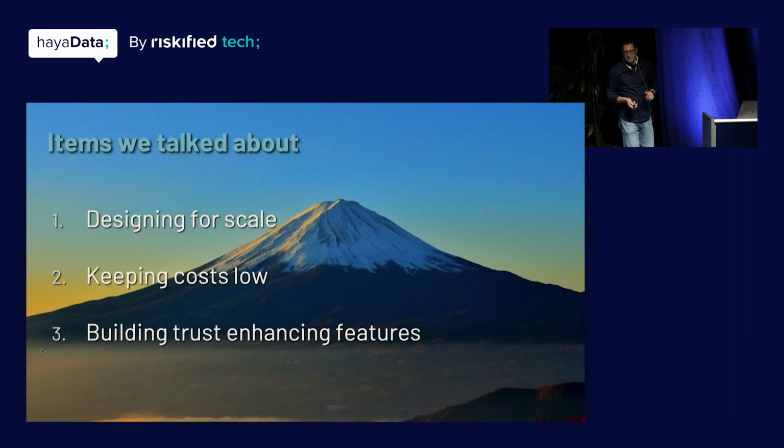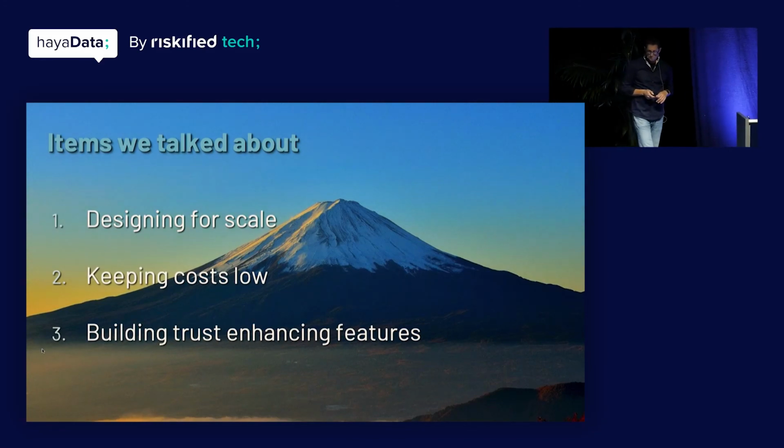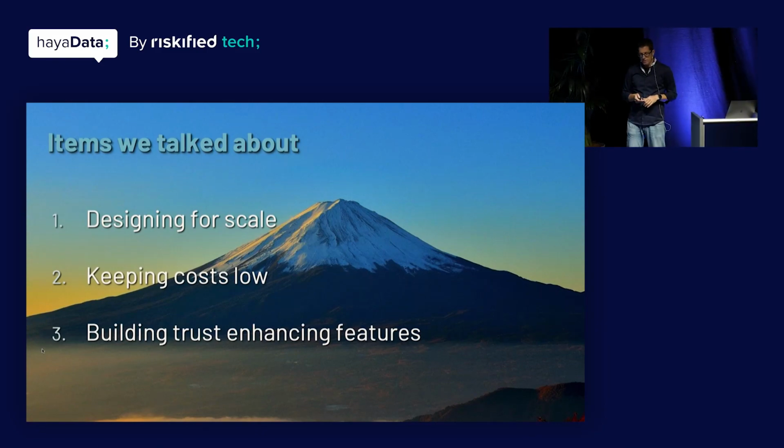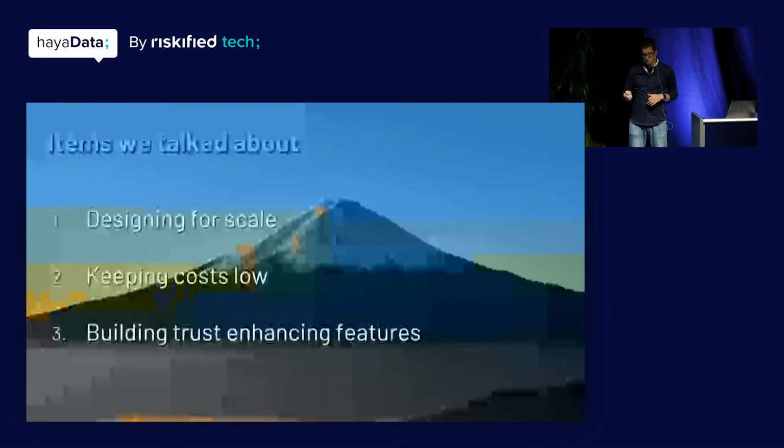All right, let's see what we talked about. We talked about designing for scale. We talked about keeping costs low. And we talked about building trust-enhancing features into your anomaly detection system and practically into any big data system.